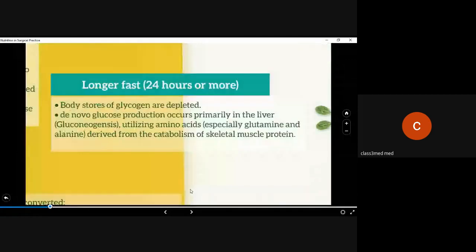With longer fasting, a day or more, the body's store of glycogen is depleted, and de novo glucose production occurs primarily in the liver by what's called gluconeogenesis, which is the production of glucose from amino acids, especially glutamine and alanine, derived from catabolism of skeletal muscle. So the body will start to move the proteins from the muscles by the process of gluconeogenesis. Amino acids are converted to glucose, and it's going to be used.